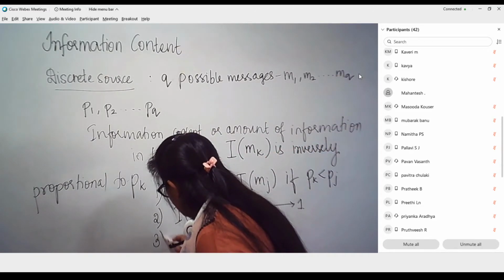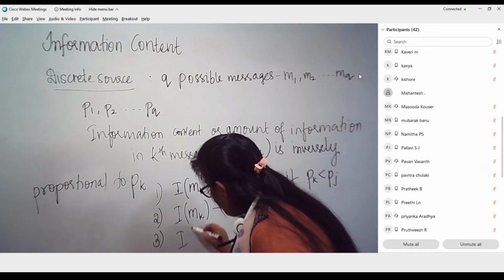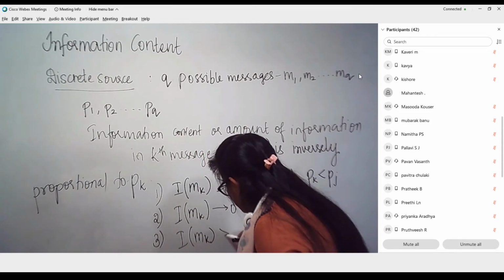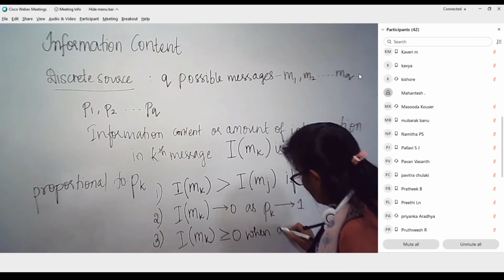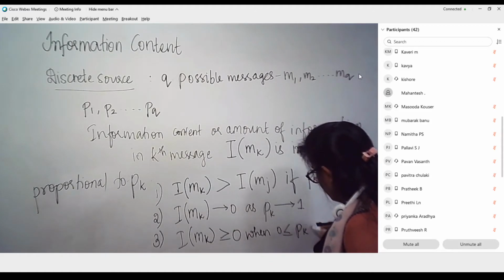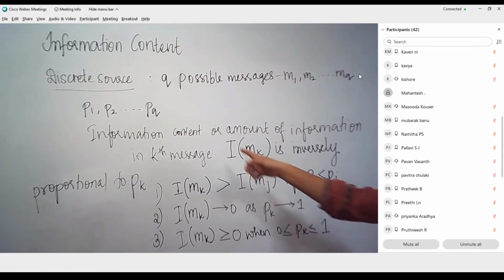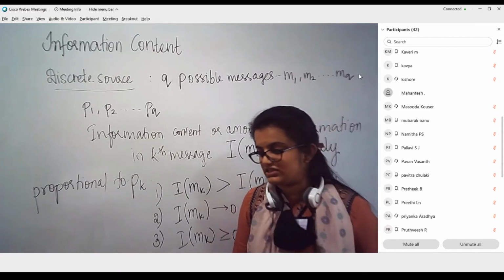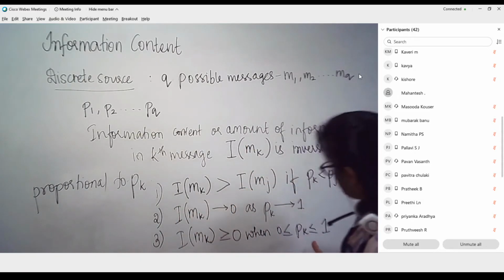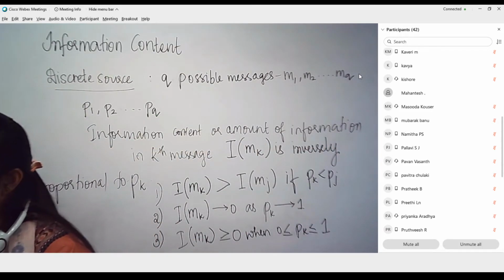The third thing that we need to know with respect to information is I of m of k will always be greater than or equal to 0 when the probability pk is between the range 0 and 1. Probability cannot be negative, therefore information is also not negative, because information content is inversely proportional to the probability of the occurrence of the message. Therefore, they are non-negative numbers. I hope it is understood so far. Do you have any doubts?